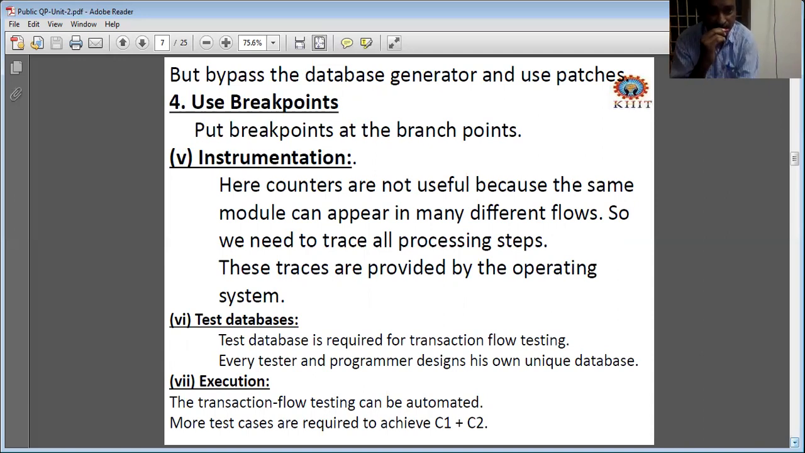Next one is test databases. A test database is required for transaction flow testing.